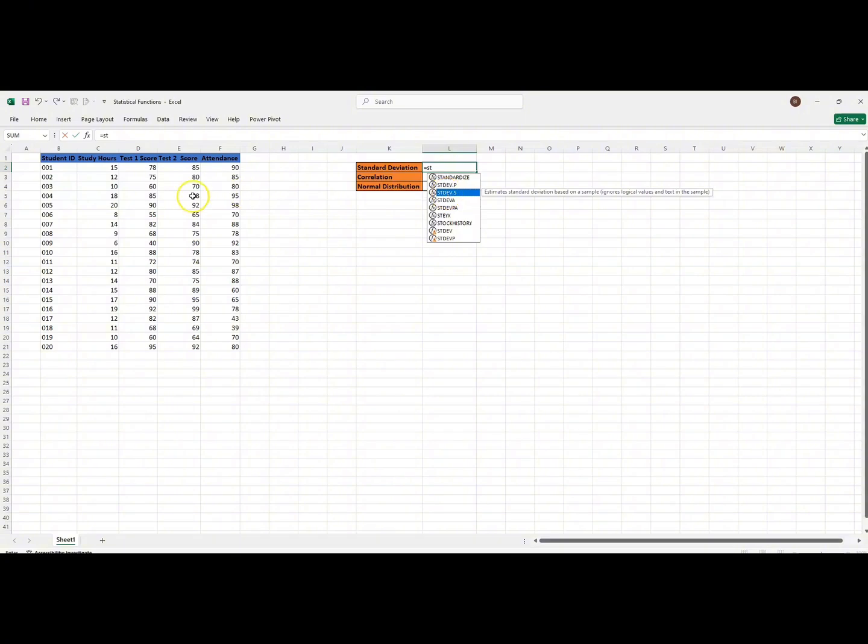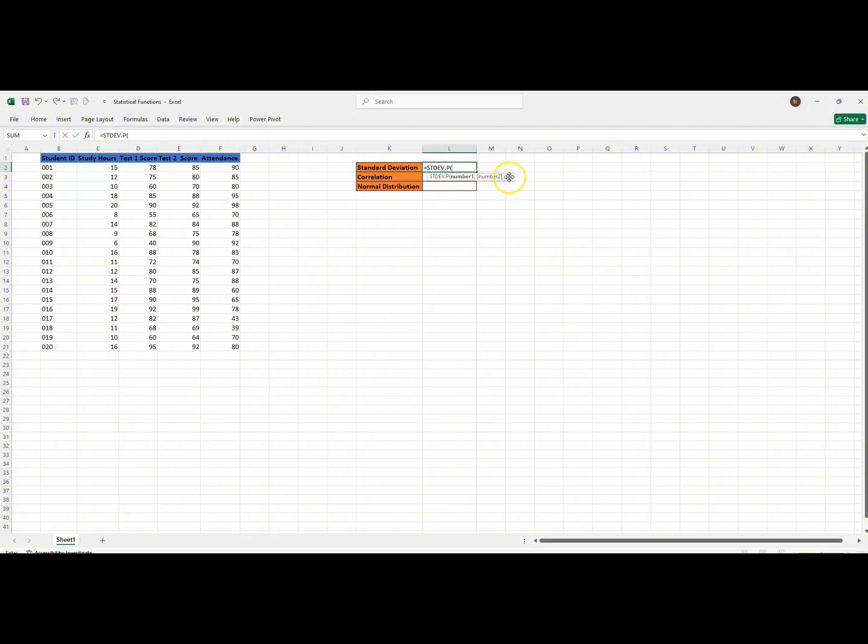In this case, this is all my data. It's not a sample, so I'm going to click on STDEV.P. If I was working with a sample of my data, just a small portion of it, I would have chosen STDEV.S. But since I'm working with the whole data, I'll go with STDEV.P. And you can see it calculates standard deviation based on the entire population given as arguments. So I'll double click on this blue box.